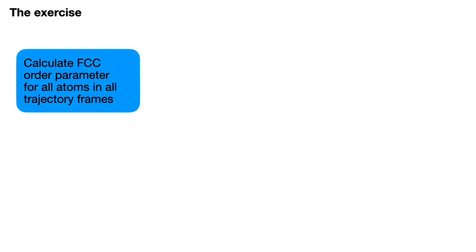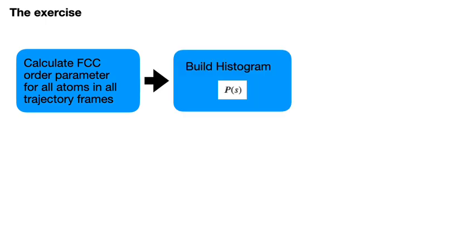In this exercise, you are thus going to calculate the distribution of symmetry function values from a molecular dynamics simulation. The steps in this procedure are as follows. You will first calculate a particular symmetry function, the FCC order parameter that is explained in the instructions to the exercises. You will do this for all of the atoms in the trajectory frames. You will then use all of this data to build a histogram that indicates the distribution of order parameter values that was found from the simulation.